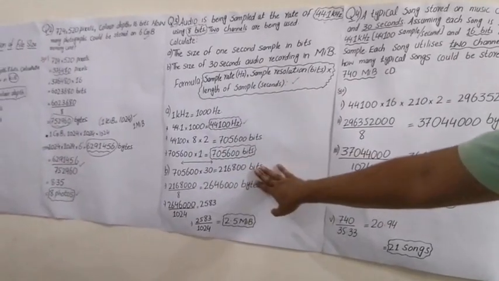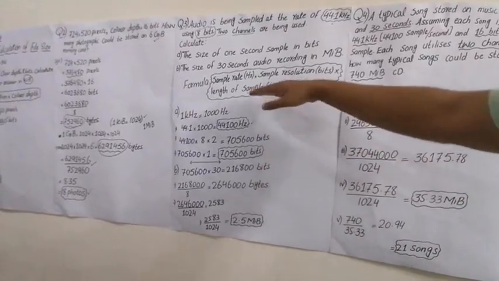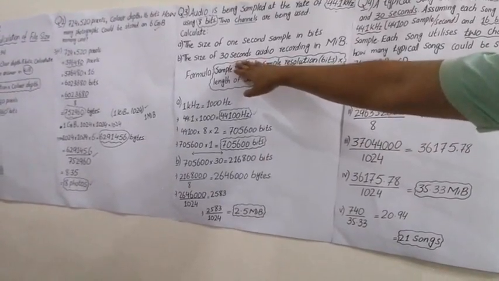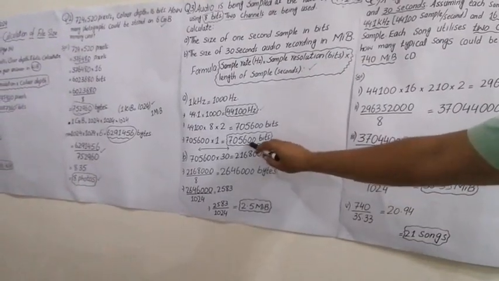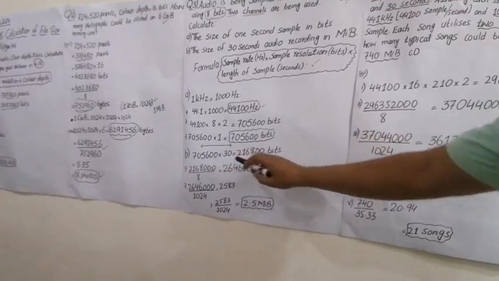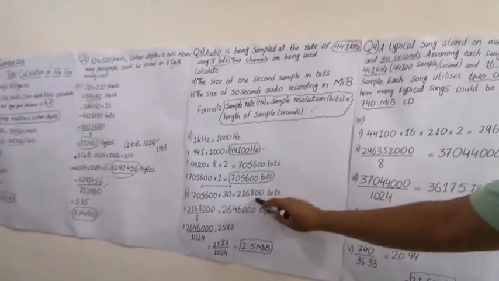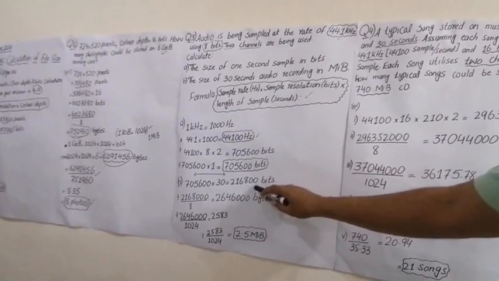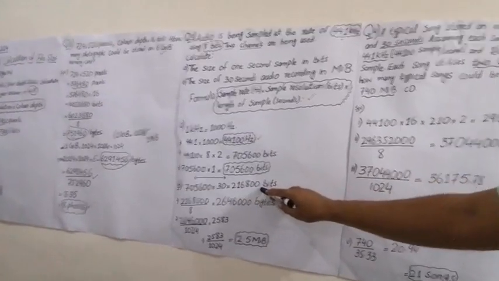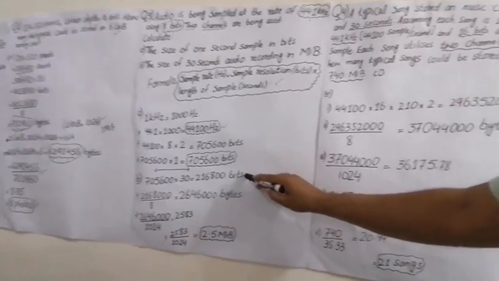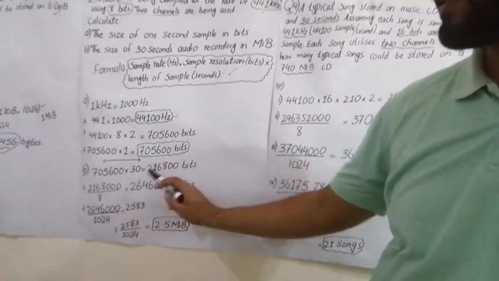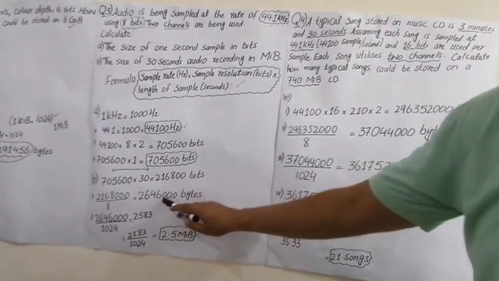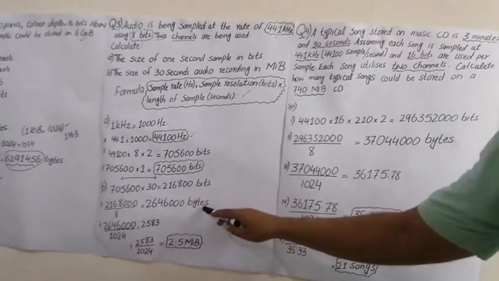Let's talk about part B. In part B the time given is 30 seconds. So what will we do here? We will multiply this value of bits by 30, and we got this one here. Now we have to convert the bits into bytes, and for that we have to divide this value by 8, and you got this one here, the value in bytes.